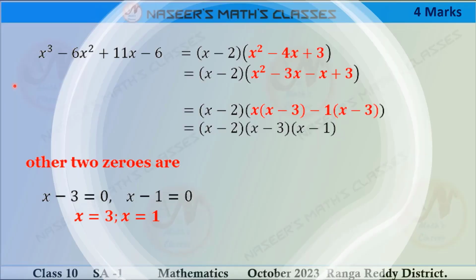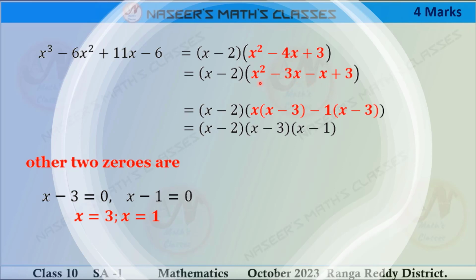First we can write x cube minus 6x square plus 11x minus 6 is equal to x minus 2 times x square minus 4x plus 3. To find the other zeros, we have to factorize this quadratic term. So minus 4x is written as minus 3x minus x.